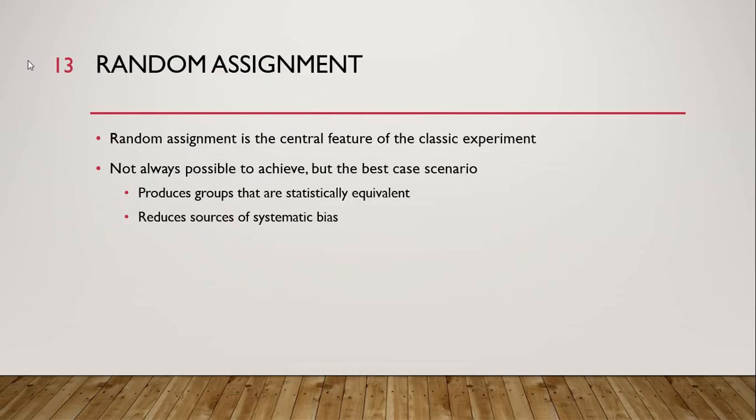The final element is random assignment. This is the central feature of the classic experiment. It's not always possible to do random assignment, but this is the best case scenario. Basically, random assignment means that we randomly assign folks to either be in the treatment group or in the control group. Usually we use some kind of probability mechanism to do this. So we might flip a coin, and all people who get heads end up in the treatment group, and all folks who get tails end up in the control group. The whole point of this is to create groups that are equivalent and also to reduce sources of systematic bias.